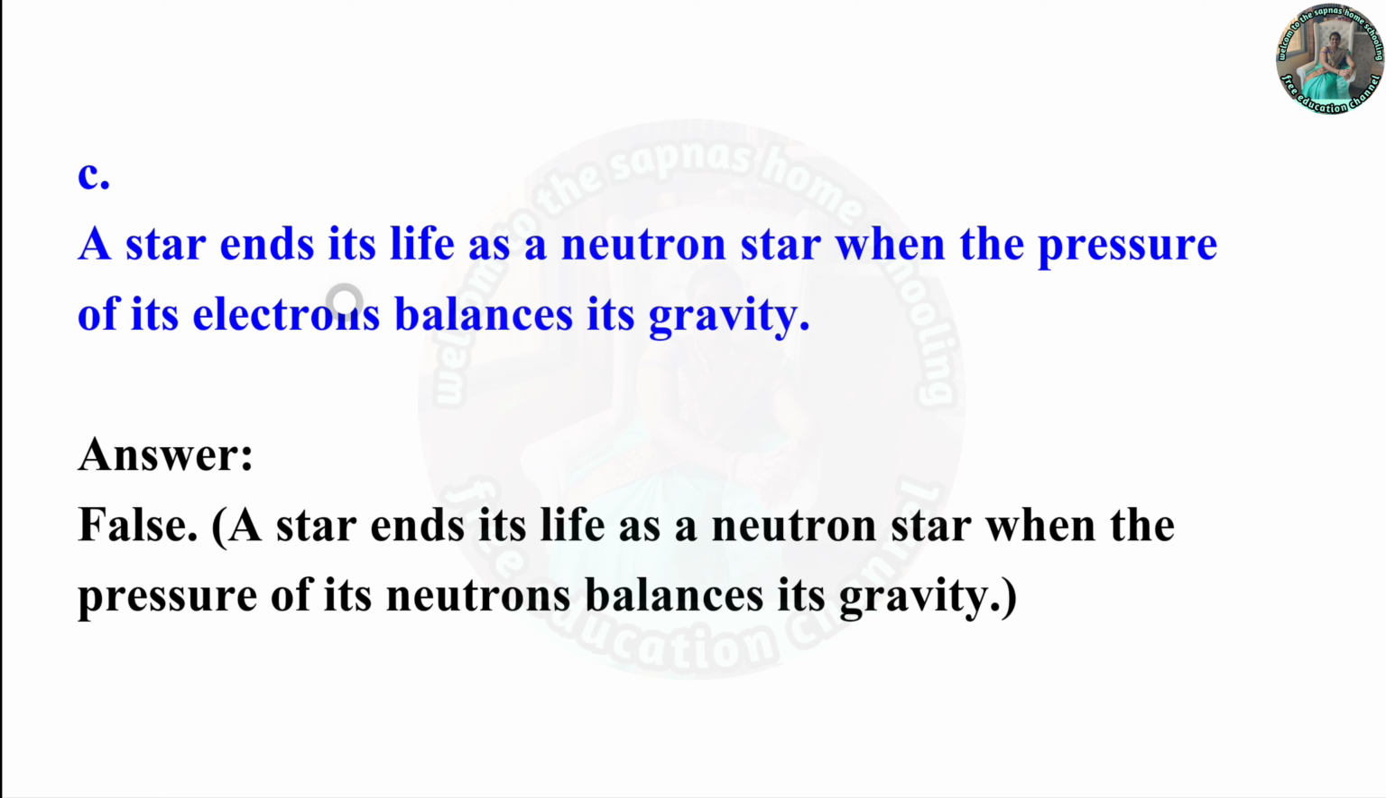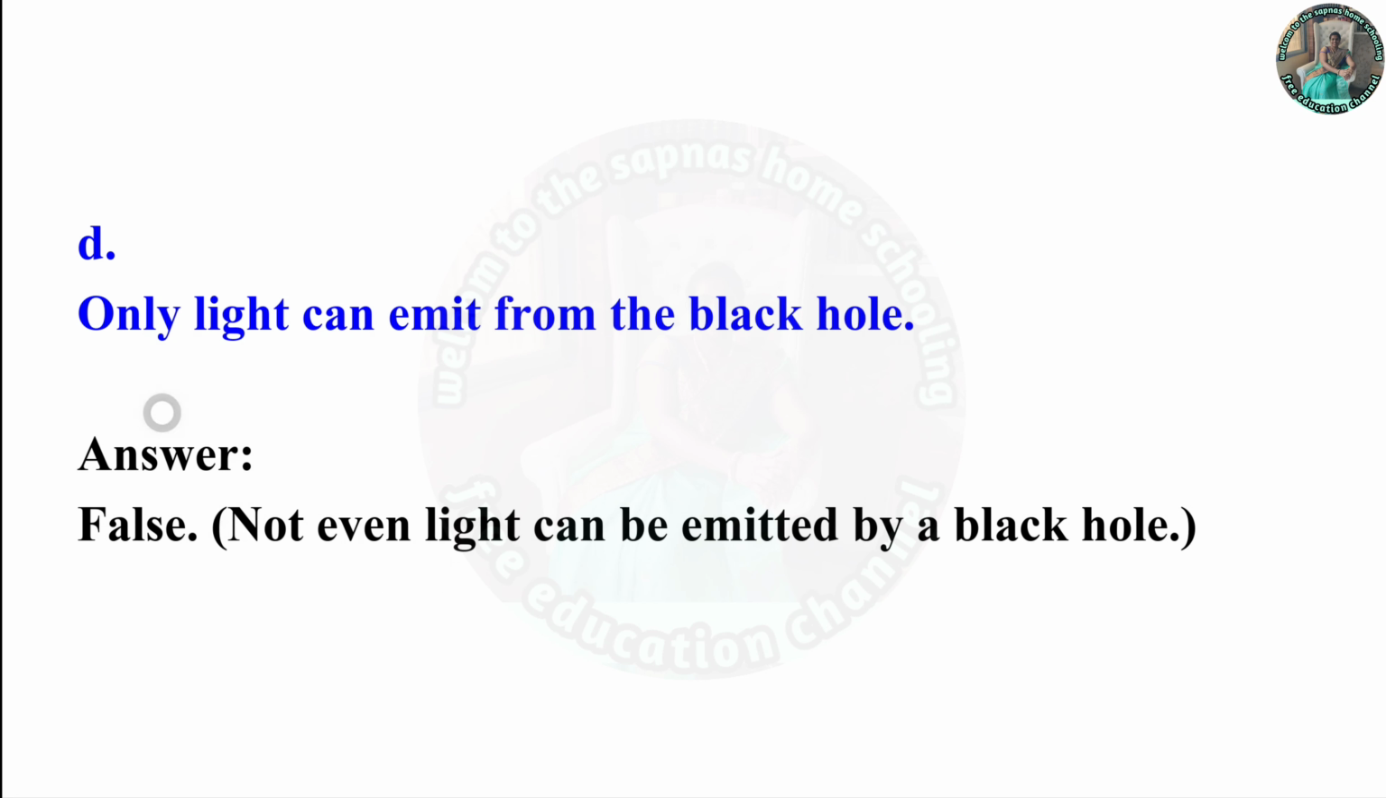A star ends its life as a neutron star when the pressure of its electrons balances its gravity. False. A star ends its life as a neutron star when the pressure of its neutrons balances its gravity. Only light can emit from the black hole. False. Not even light can be emitted by a black hole.